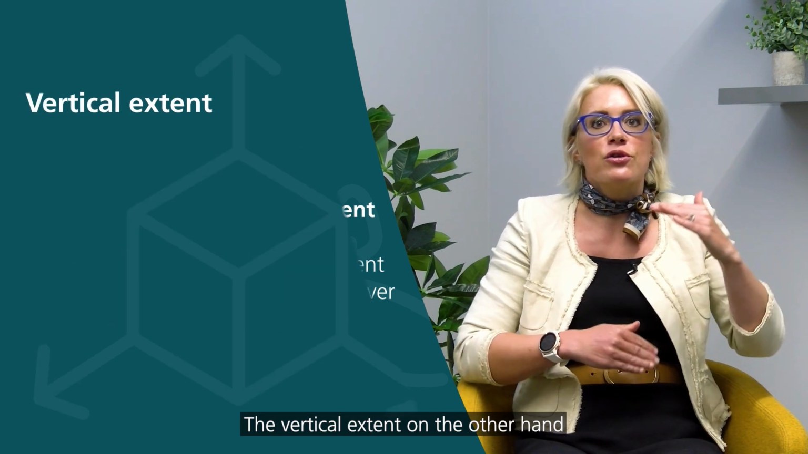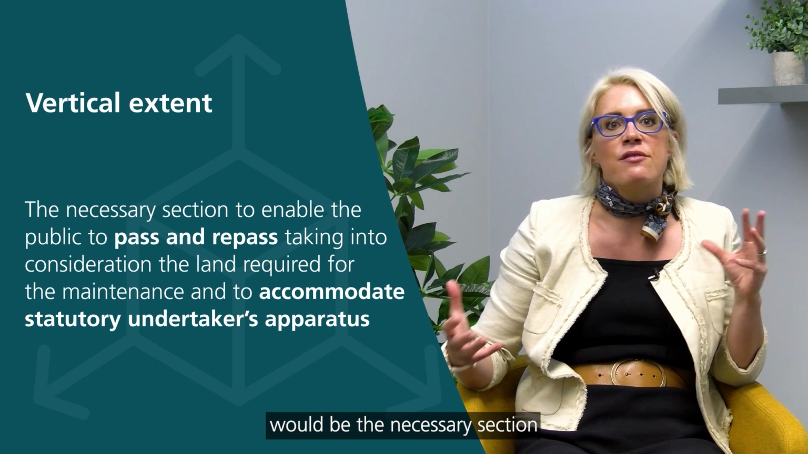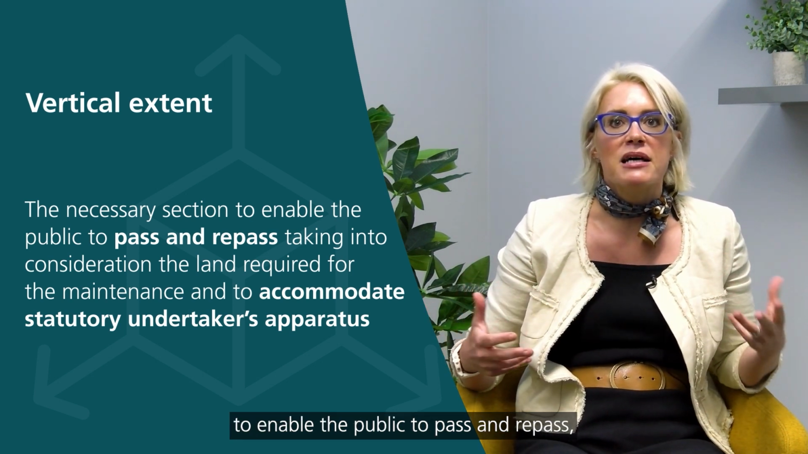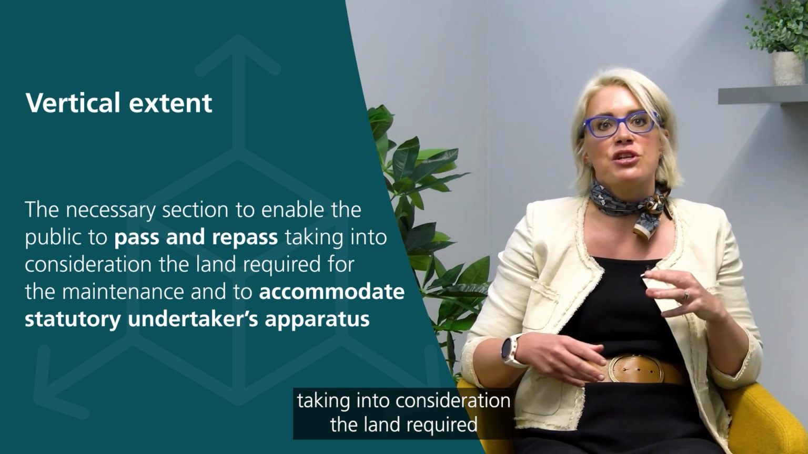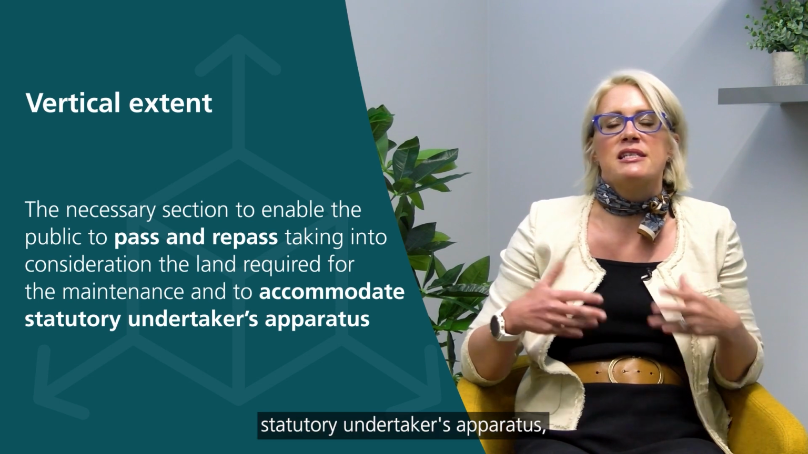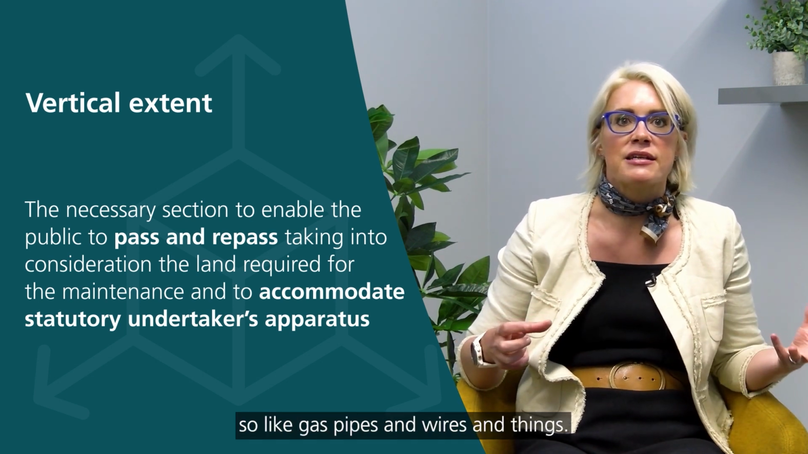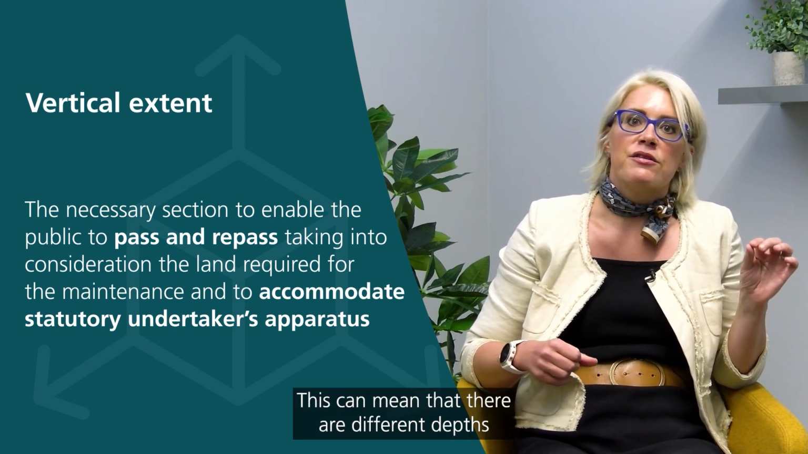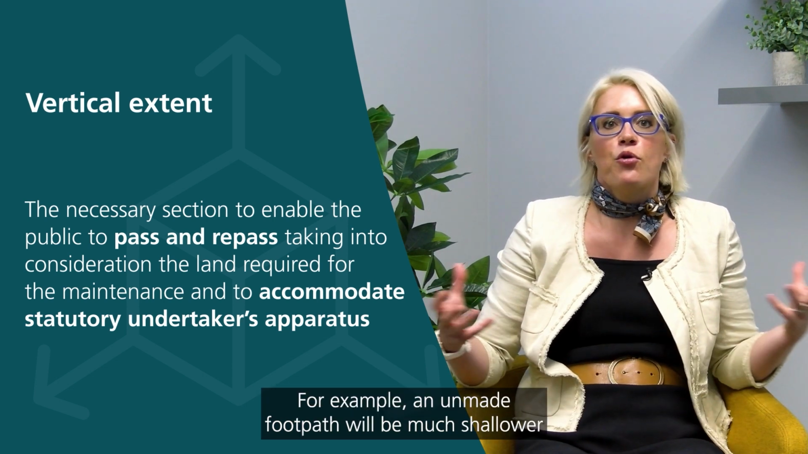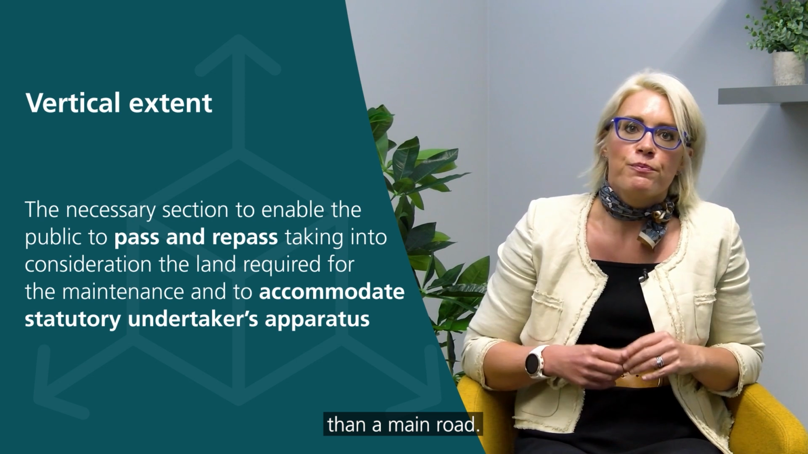The vertical extent, on the other hand, would be the necessary section to enable the public to pass and repass, taking into consideration the land required for the maintenance and to accommodate statutory undertakers' apparatus, so like gas pipes and wires and things. This can mean that there are different depths for different carriageways. For example, an unmade footpath will be much shallower than a main road.